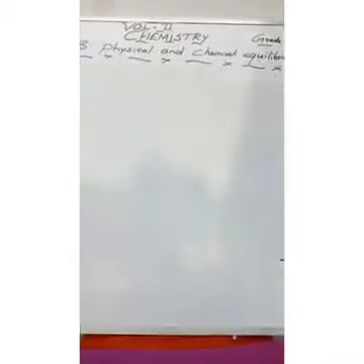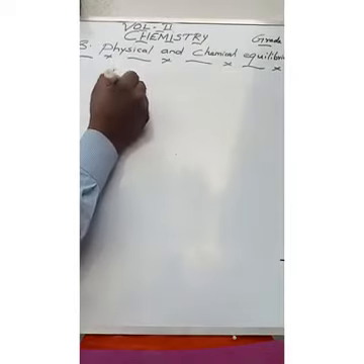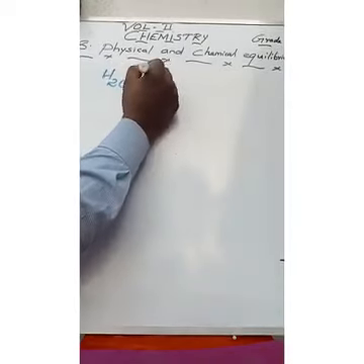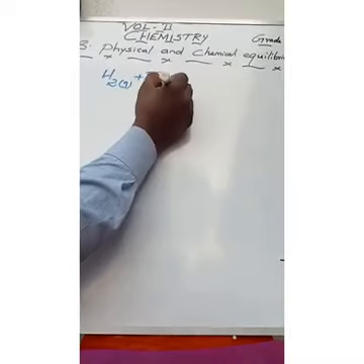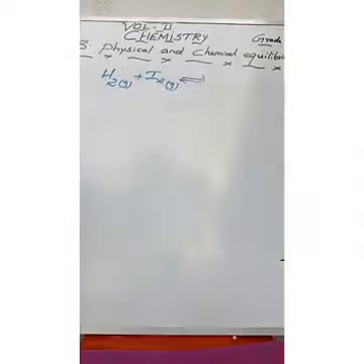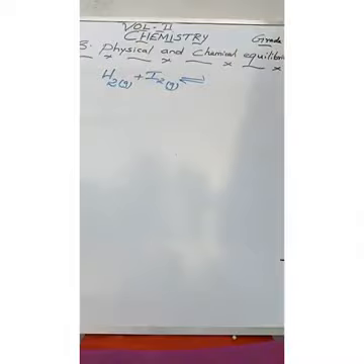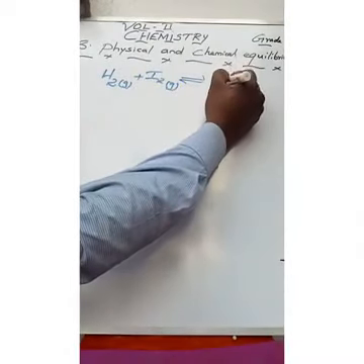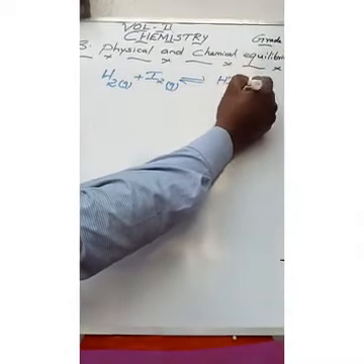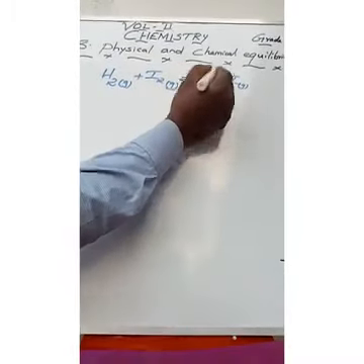For example, how can I explain that? Here I am taking two reactants. H2 is one, in the gaseous state, and I am taking another one, iodine, also in the gaseous state. Hydrogen and iodine are the reactants. This reacts, and we get hydrogen iodide, HI, also gaseous. You have to balance the equation: 2 hydrogen, so make it 2 here, 2 iodine. Now the equation is balanced.